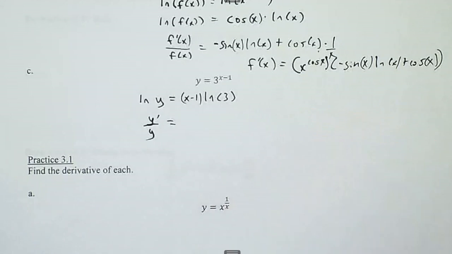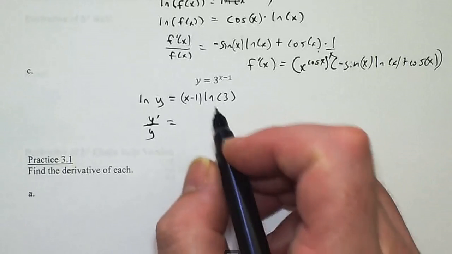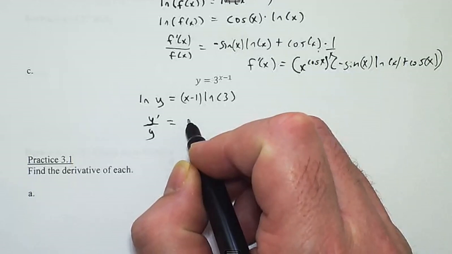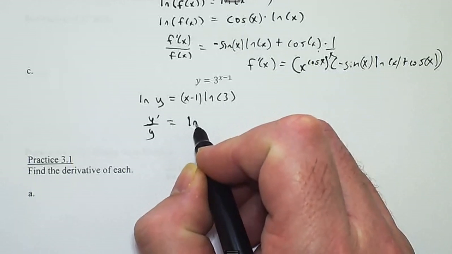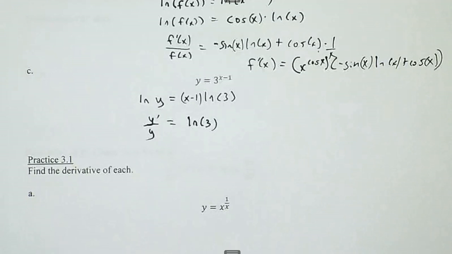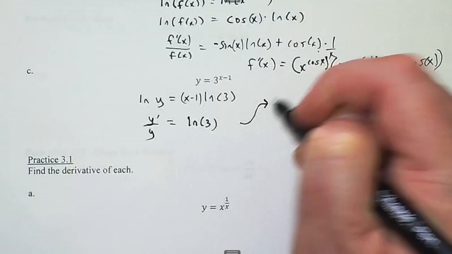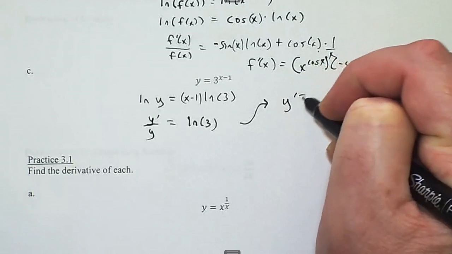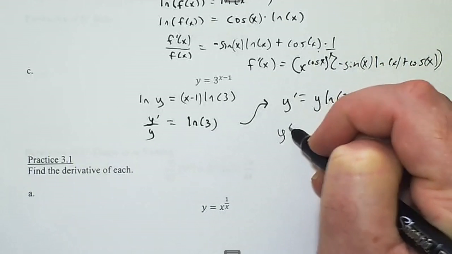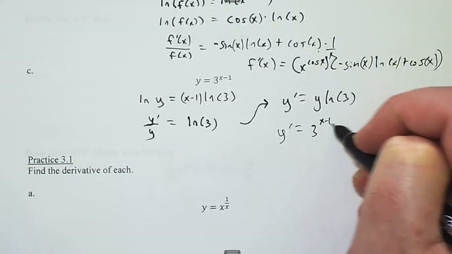And the natural log of 3 is simply a constant. Okay, so I don't need to use the product rule. Natural log of 3 is some number. I don't know what it is, but it's a number. So the derivative of x minus 1 is just 1. And the constant just comes along for the ride. So then this becomes y prime equals y times the natural log of 3. And remember that y is 3 to the x minus 1.